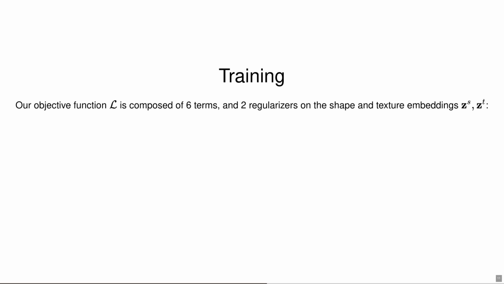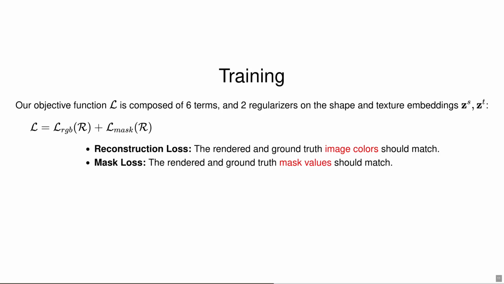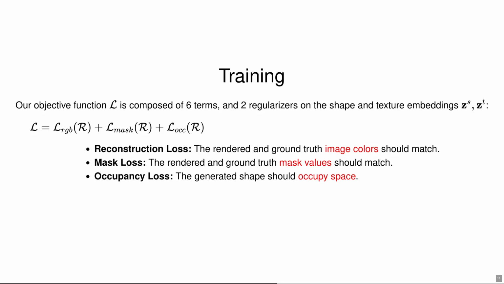During training, we supervise our model using an objective function that is composed of 6 terms and 2 regularizers. We use a reconstruction loss that enforces the rendered and the ground truth image colors to be the same, and a mask loss that ensures that the rendered and ground truth mask values match. The occupancy loss further refines the object boundaries and is crucial for the hard ray part assignment.